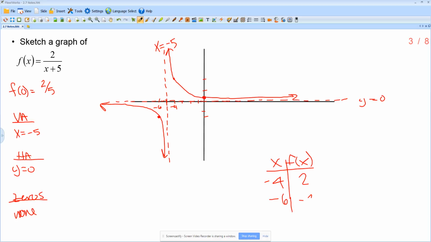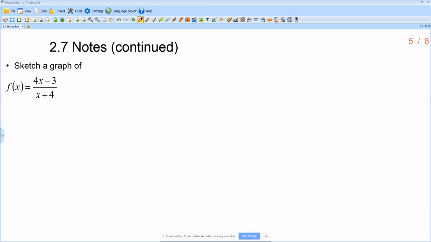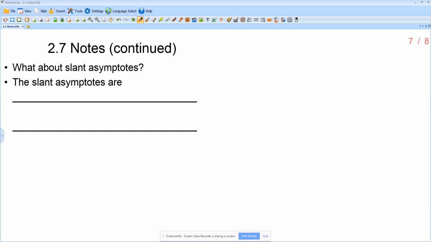All right, we're going to skip ahead a little bit. We'll do these other examples in the examples video. And what I want to get to is the idea of a slant asymptote. So slant asymptotes are that case where the numerator has a degree that's higher than the denominator. There's no horizontal asymptote, and instead there's a slant asymptote.